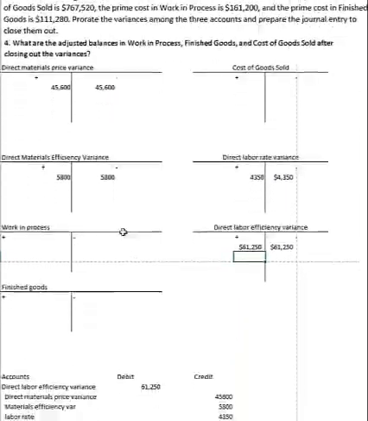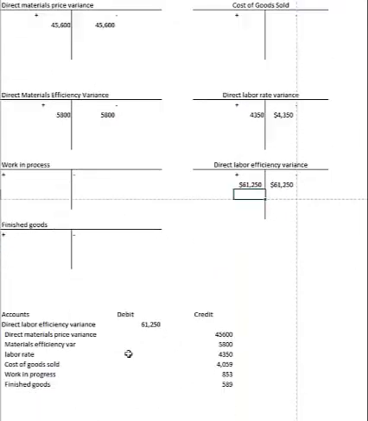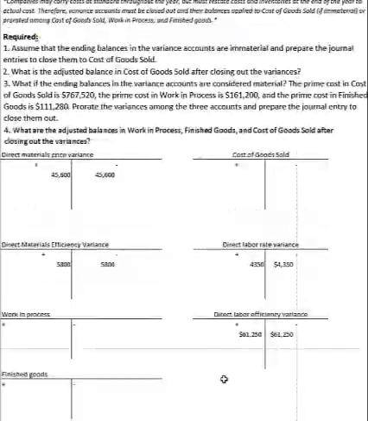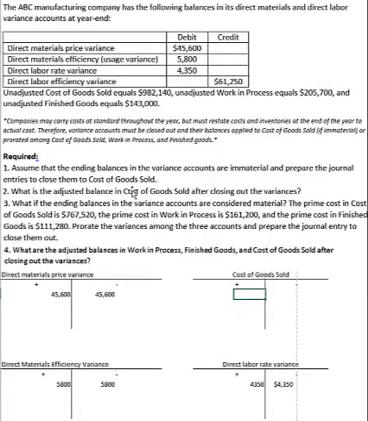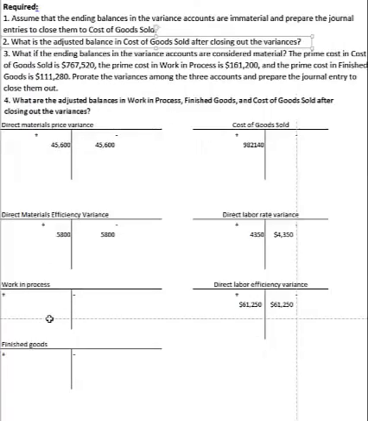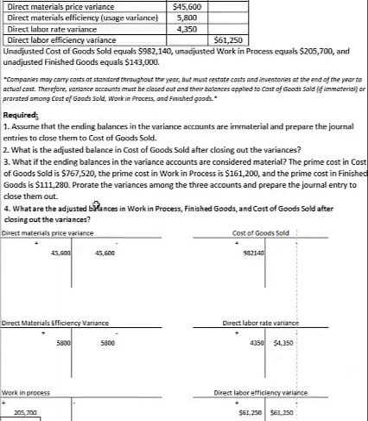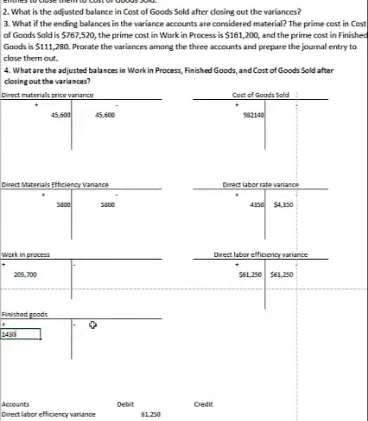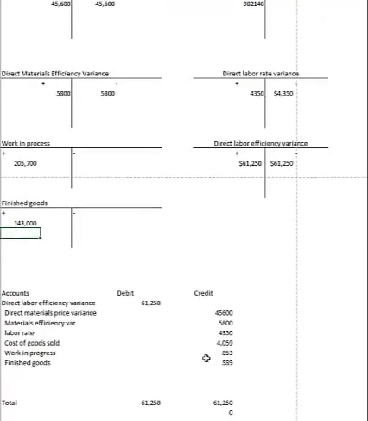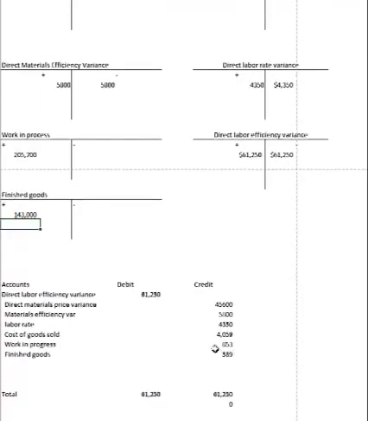I got those numbers by posting this journal entry, and then you'd have these three entries that need to be posted as well. But before we can post these three amounts, we need the starting balances in cost of goods sold, work in process, and finished goods, and that's where these numbers up here come in. This 982,140 is my beginning balance for cost of goods sold. My work in process has a 205,700 beginning balance, and finished goods has a $143,000 beginning balance.